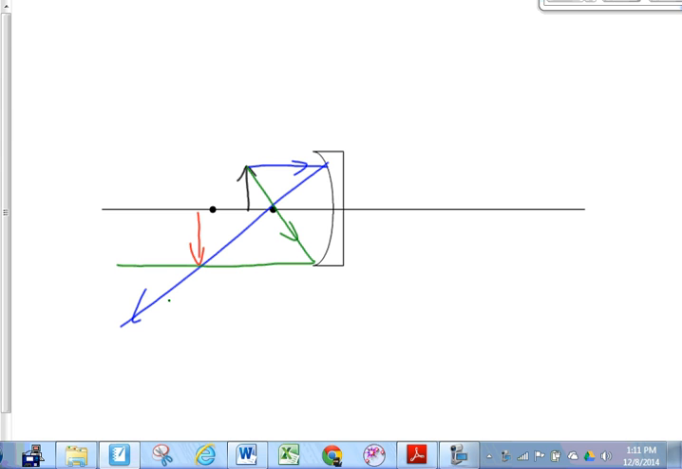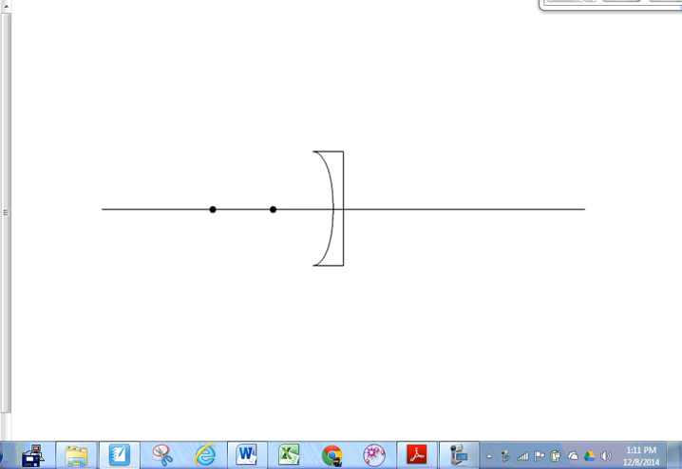Characteristics, Brendan, what's one of them? It's inverted, good. What's another one, Kathleen? It's real. Solid lines intersect, which means it could be projected onto a screen. Third one, Aisha, what's the third one? It's enlarged, it's bigger. Yeah, good. Good. Okay, let's draw one more ray diagram for this.